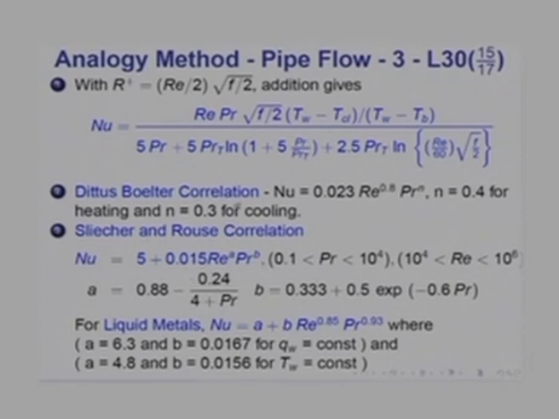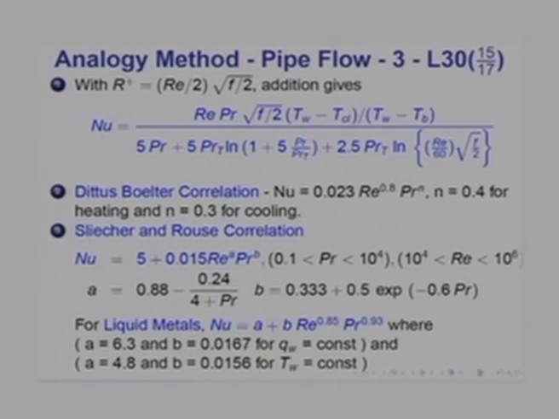Now, as I said, all this in our analysis is actually for Prandtl number greater than 1, but for liquid metals, Nusselt number is correlated in this fashion: A plus B Re raised to 0.85, Prandtl raised to 0.93, where A and B take these values.